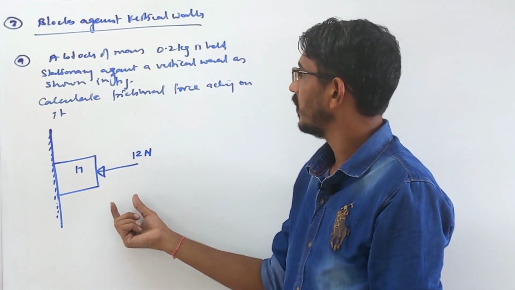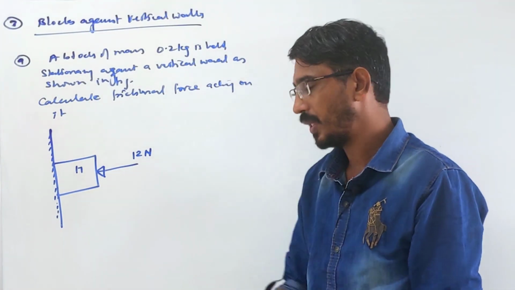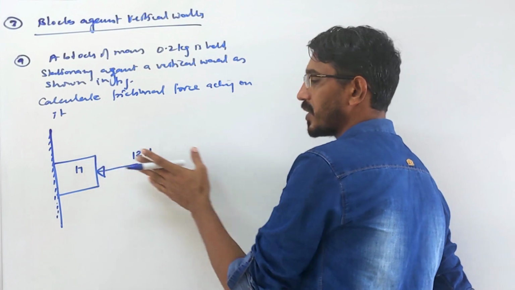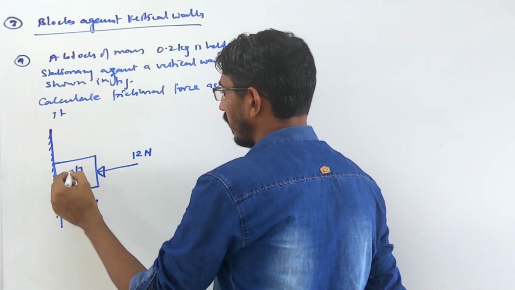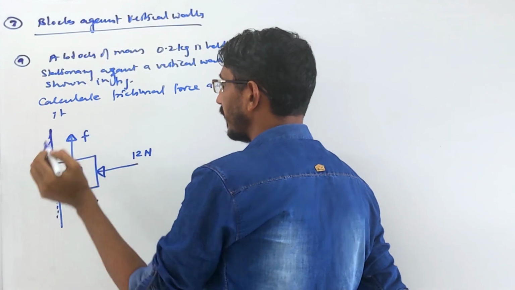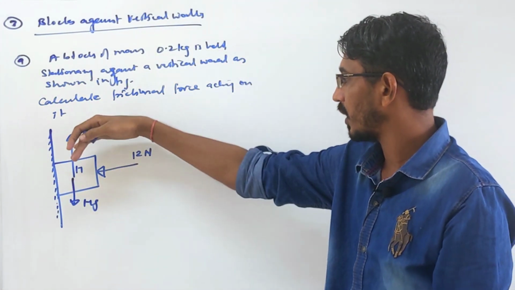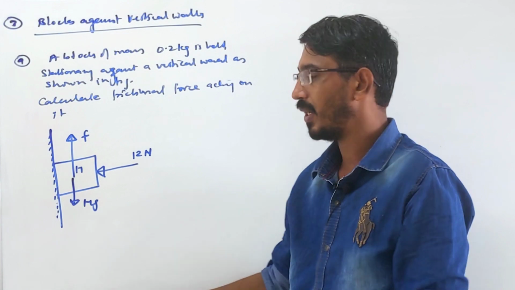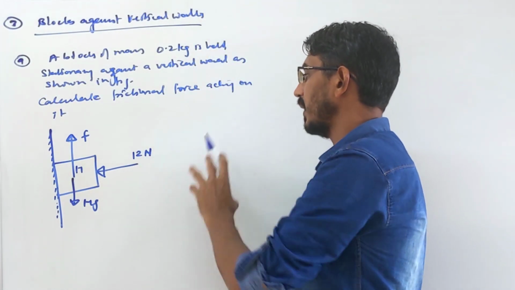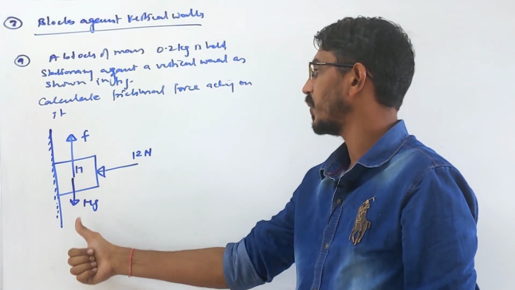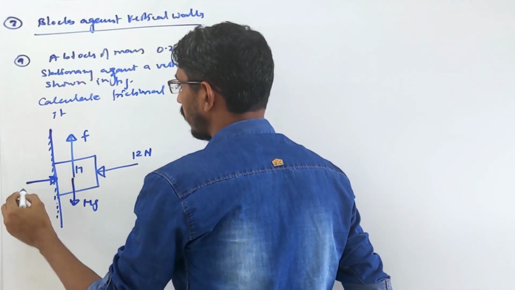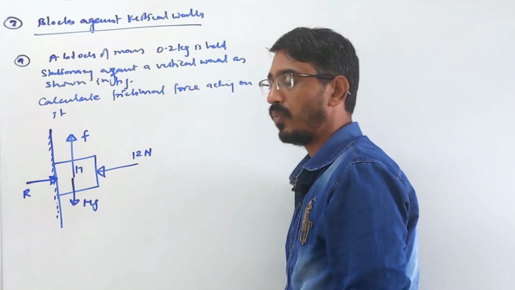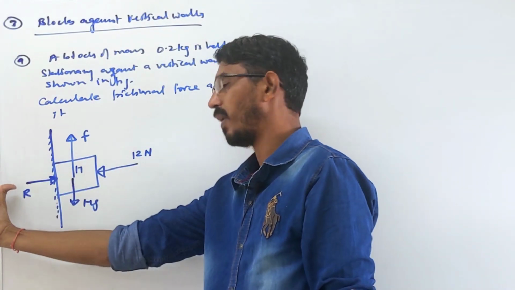So in this case they are asking what is the frictional force acting. So understand how forces are acting. This is the applied force, the external force. mg will be straight downward, this is the weight. Then the frictional force will act upward. Why upward? Because this block is trying to slide downward, right? We are putting it against a vertical wall, so it tries to slide down. So frictional force will act upward. And the normal reaction will be this way, perpendicular to the surface. We have applied force in that direction, so the reaction will be in the opposite direction.